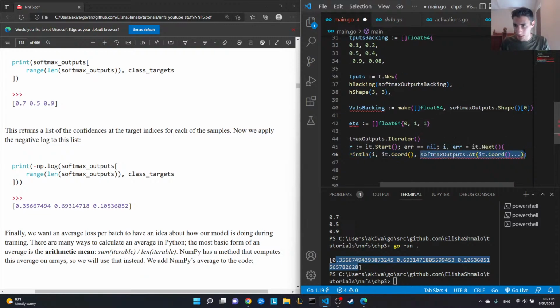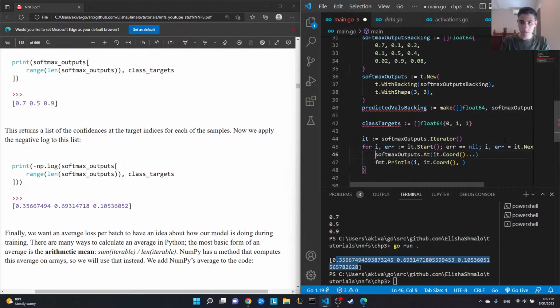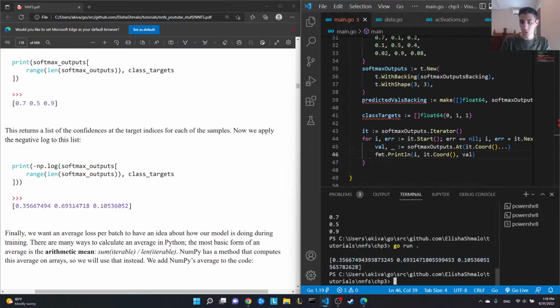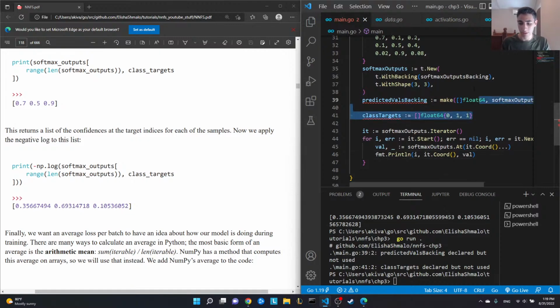And oh right, so this is going to have to return an error. So let's say val comma underscore. We don't really need a handle for the error right now. Colon equals this, and then we're going to print out the val. Okay, great. You might want a handle for the error, by the way. So we have an error. We have a bunch of declared things that aren't used. So let's comment those out. Let's run that again.